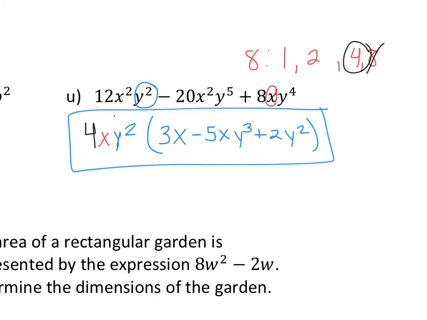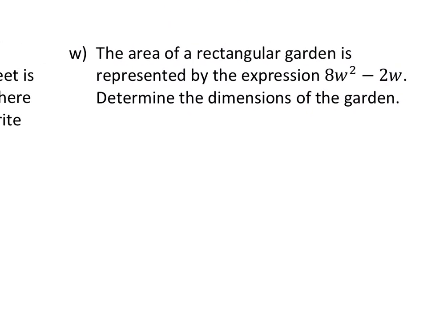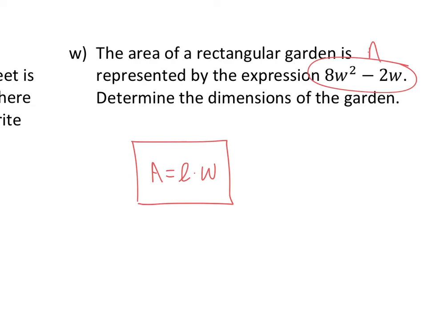Okay. And let's do a word problem. Let's look at W together. The area of a rectangular garden is represented by the expression 8w squared minus 2w. Determine the dimensions of a garden. Remember, we have a rectangle. If we're talking about area, remember area is length times width, or base times height. Okay, so they're giving us the area of 8w squared minus 2w. This is the area. We need to find the dimensions.